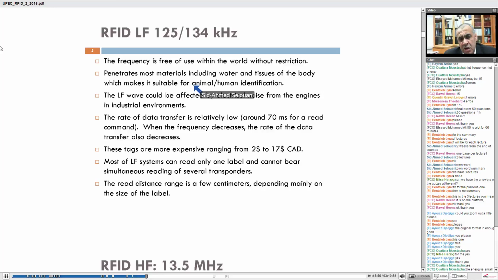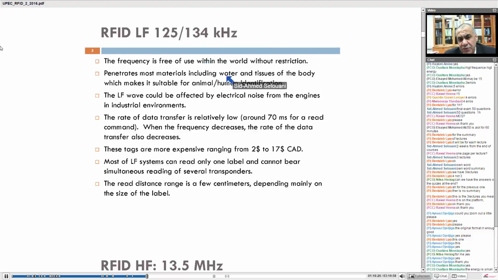So there is no problem to use this low frequency RFID 125 and 134 for humans and animals. But it's not inside the human or inside the animal. It's a tag. So if you are using an object which is filled with water or tissue, it is better to use this technology.